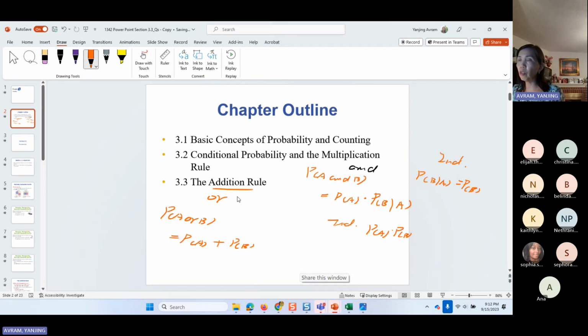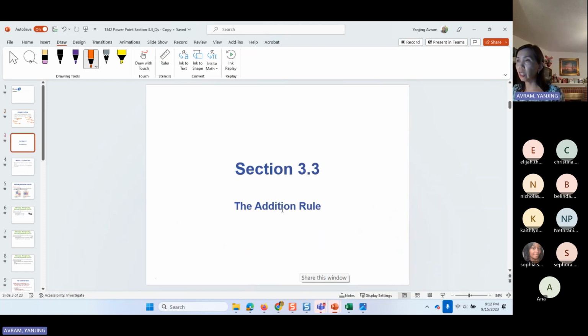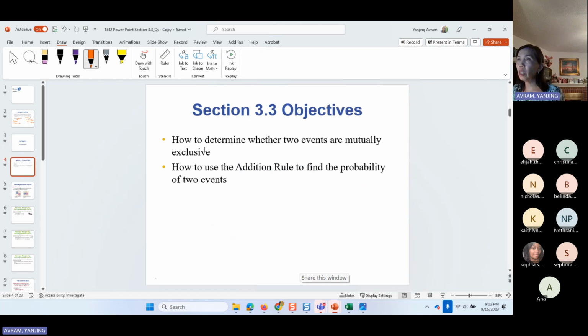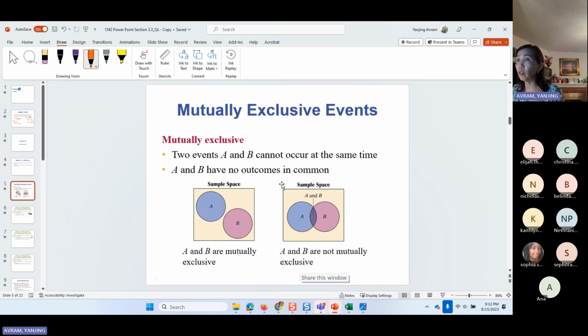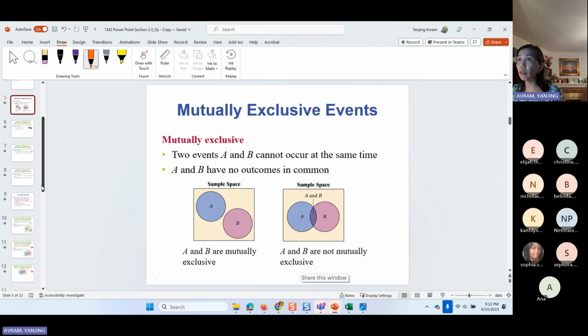So is it mutually exclusive or not? We're going to talk about it in a second. We're going to have to determine if two events are mutually exclusive or not, and we need to be able to find a probability for those kinds of situations. So what is mutually exclusive and not mutually exclusive?